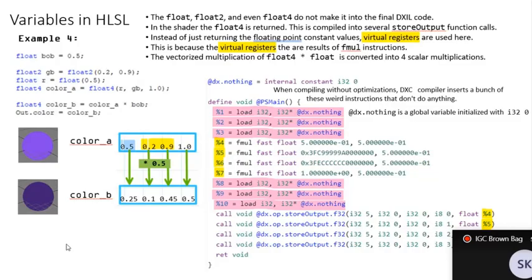Example number 4. We have this color A, which is the exact color that we saw in the previous example. It's the float4, but now we are multiplying it by a variable bob. What is bob? It is a float value of 0.5. So whenever we multiply this float4 vector by the float, it actually does vectorized multiplication, meaning that it multiplies every one of these values by 0.5, and then stores that into the resulting color.